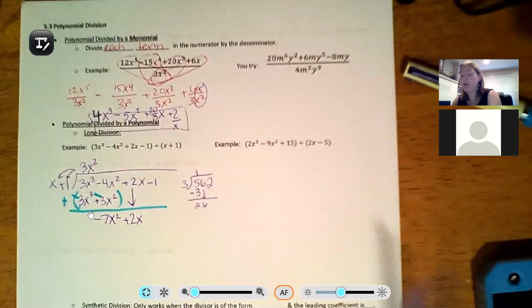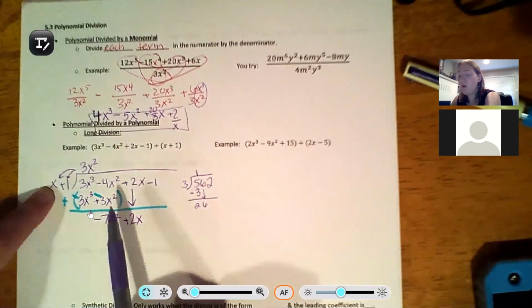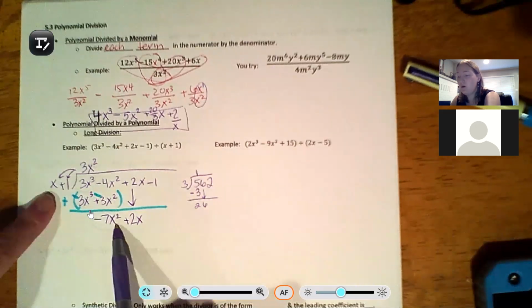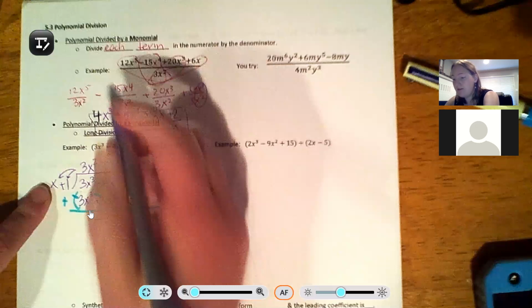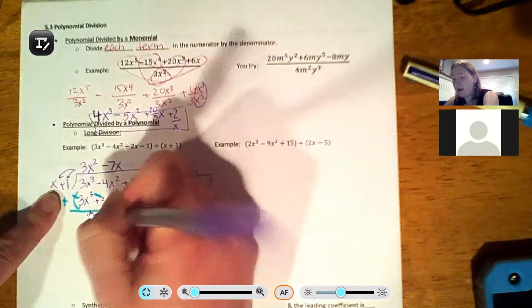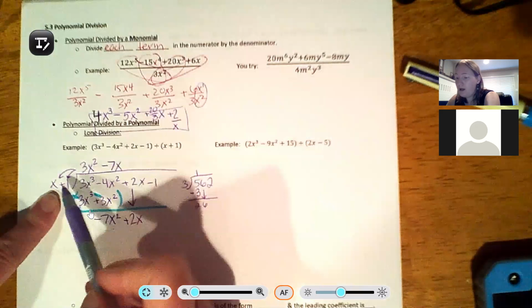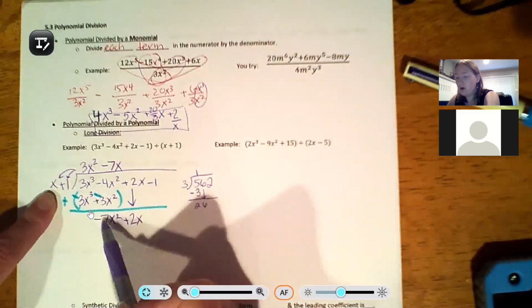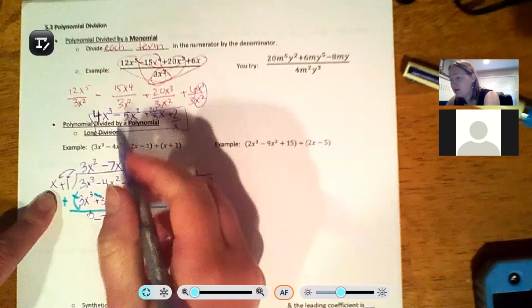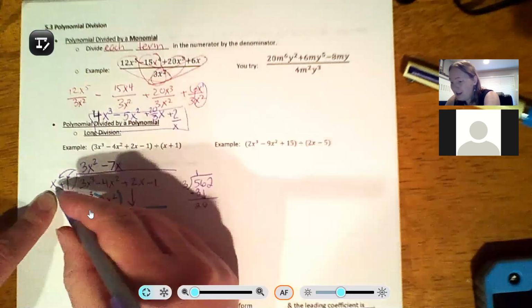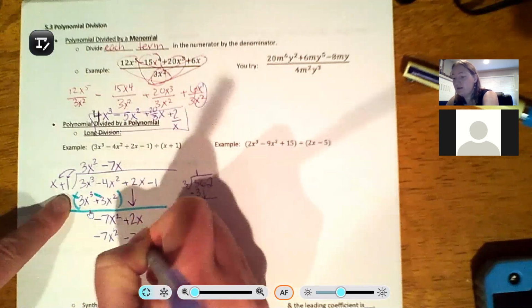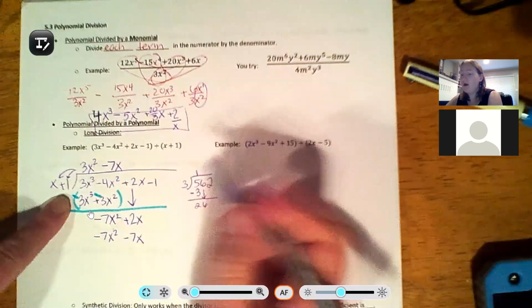And then you're going to do the same thing again. X times what will get me -7x squared. So 1 times -7 will give me that -7. X times an x will get me x squared. So it's always what times this will get me this first number, or term, I should say. So this gives me -7x squared minus 7x. So I'm going to subtract that whole quantity.